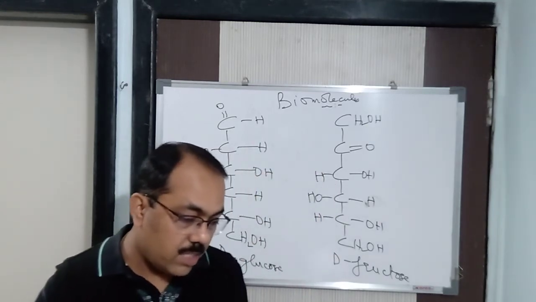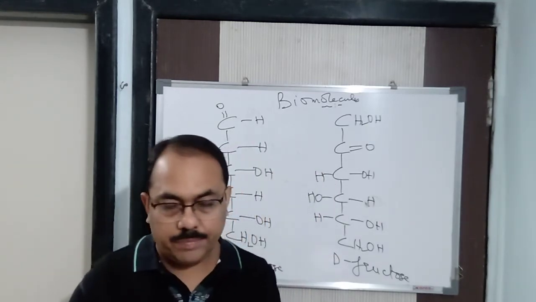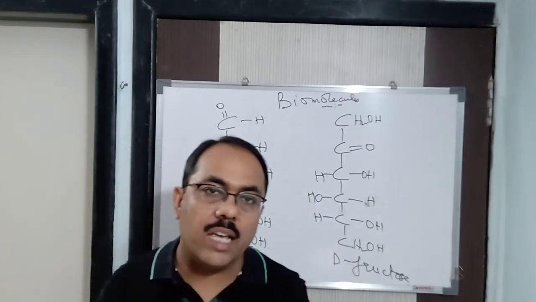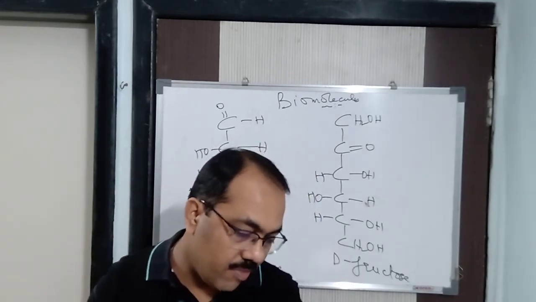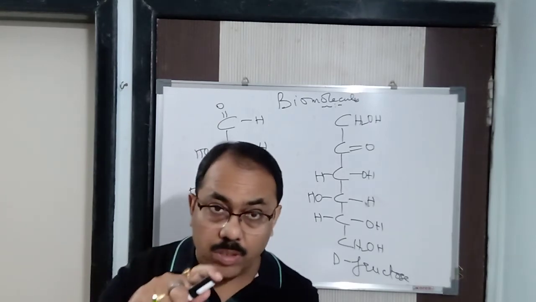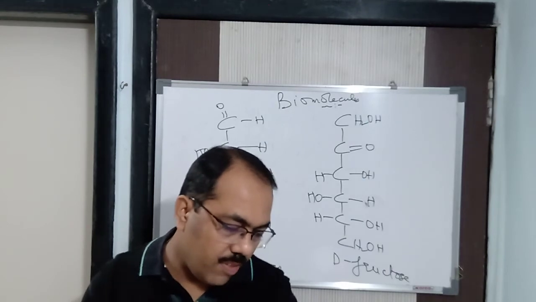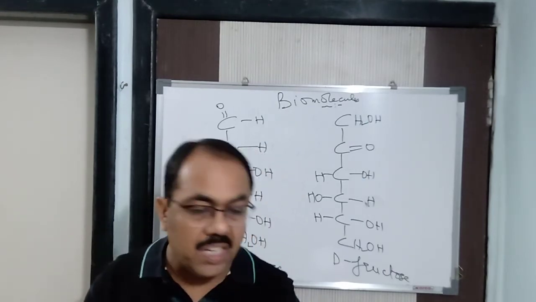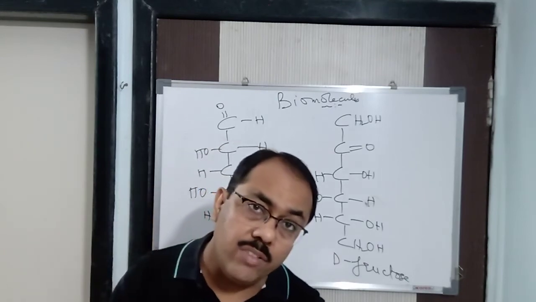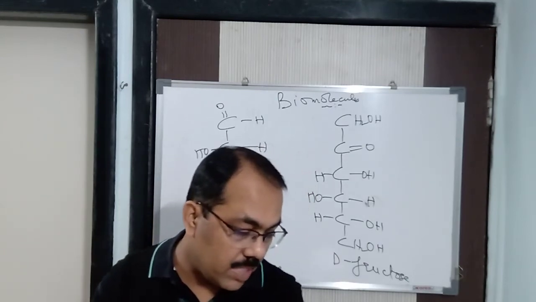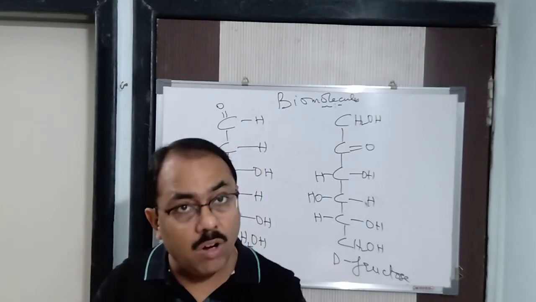Now next, we'll come to the cyclic structure. How do we get the cyclic structure? It is the formation of an intramolecular, within the molecule, that's called intra, hemiacetal or hemiketal. This hemiacetal, hemiketal, you studied in the aldehyde and ketone chapter, that is when an aldehyde reacts with an alcohol.